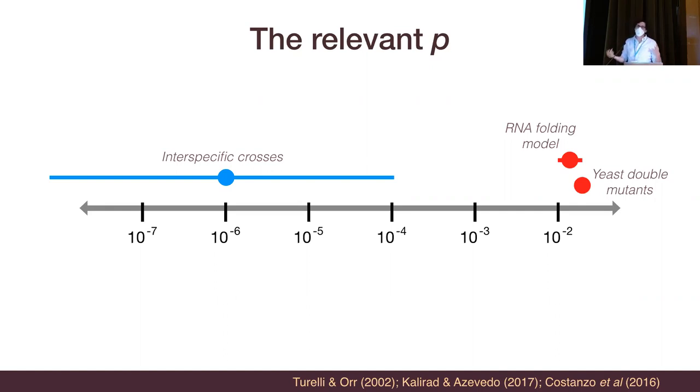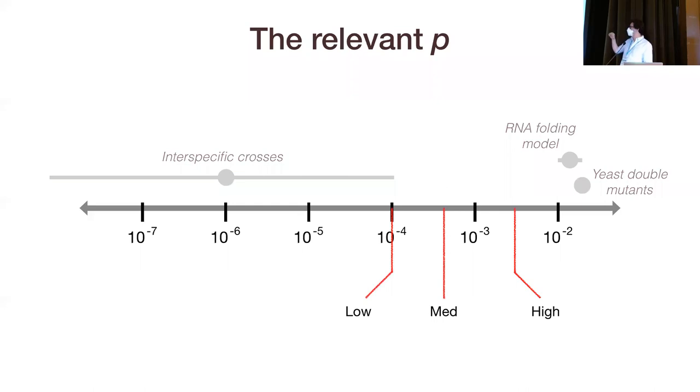So I'm not saying that every substitution will lead to a knockout, but it definitely suggests that P could be a little bit higher. All of this is just to justify that I'm going to show you results for three cases of P, between 10 to the negative 4 and 5 times 10 to the negative 3. Right, just my low, mid, and high. This is what I'm interested in.